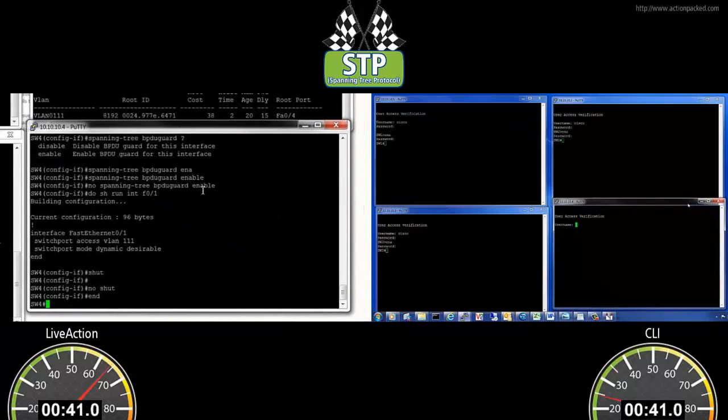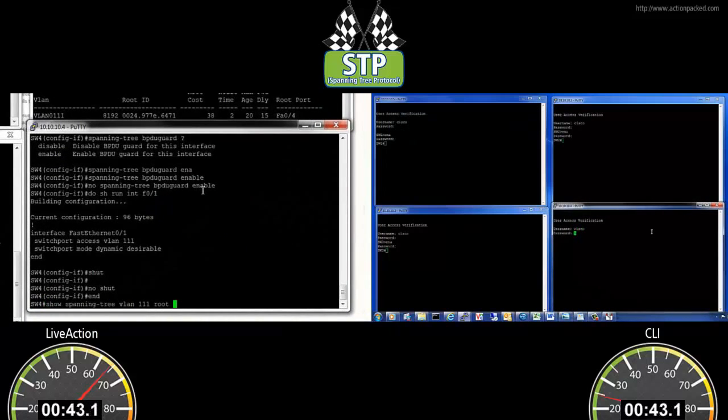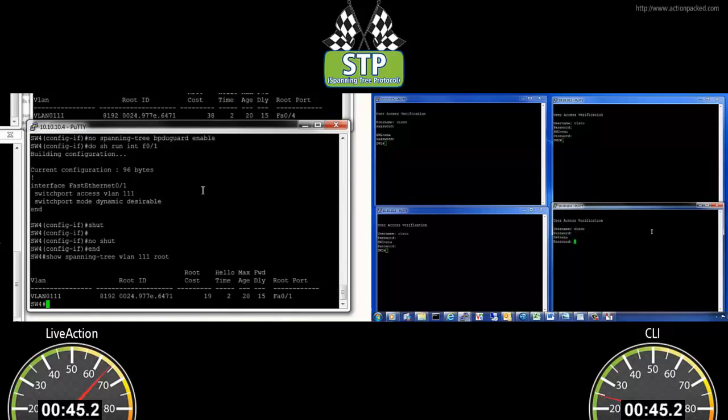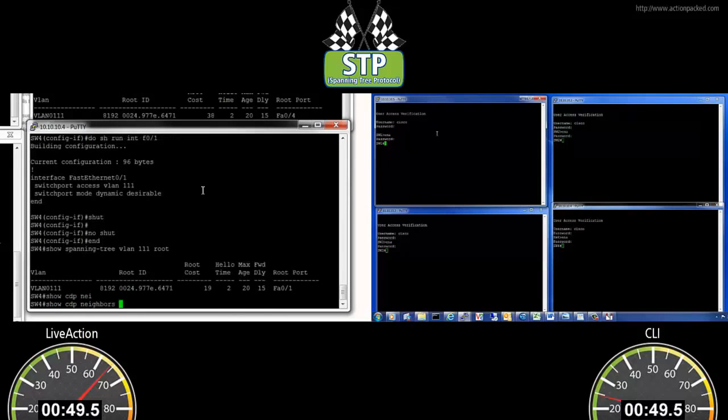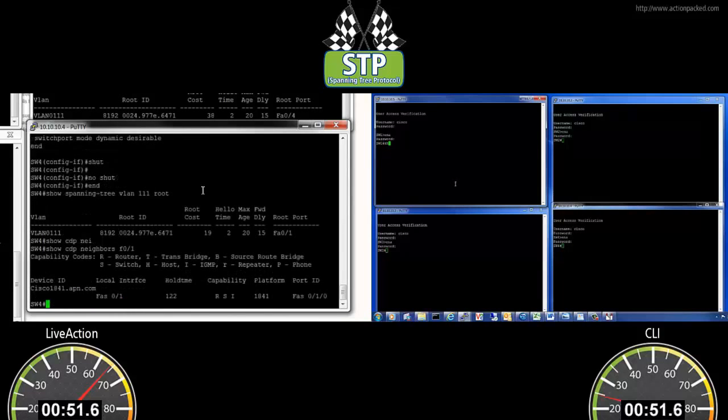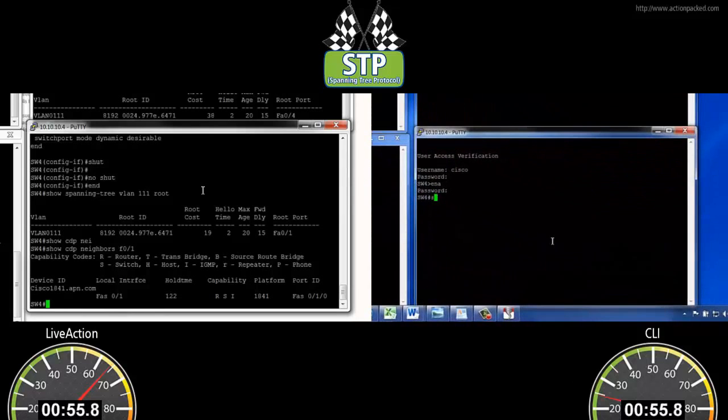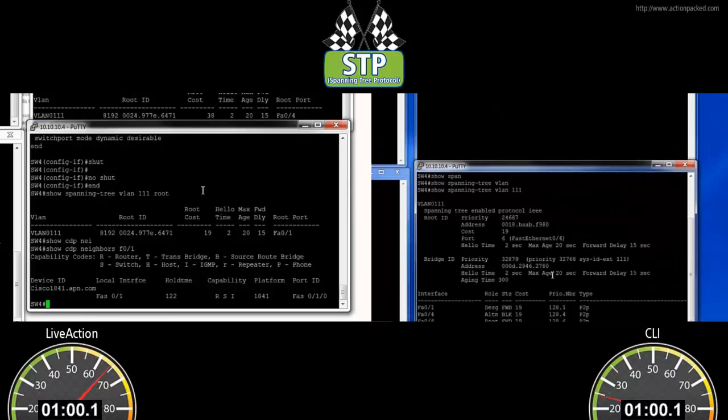Once LiveAction identifies the rogue switch uplink, the network administrator would then go into the CLI to disable it as the root bridge. With the traditional command line, this incident would go unreported, which is a serious network issue that would affect the Layer 2 switching path and would take hours, if not days, to solve.